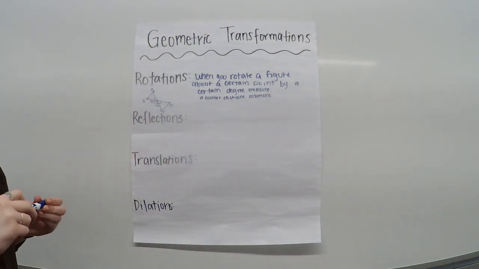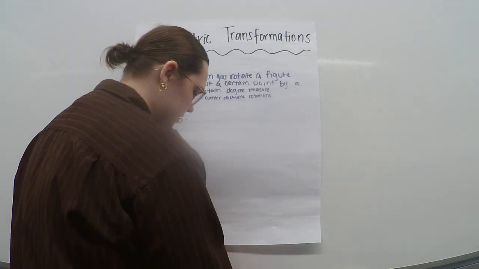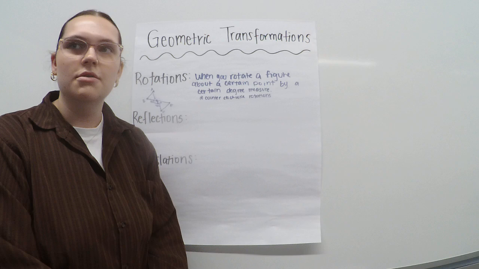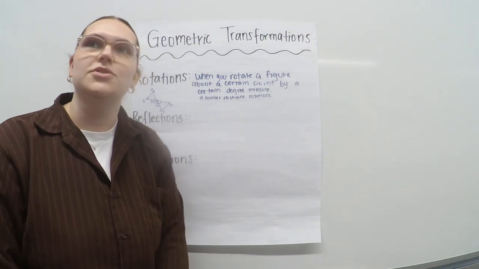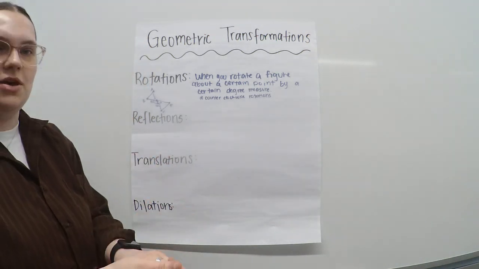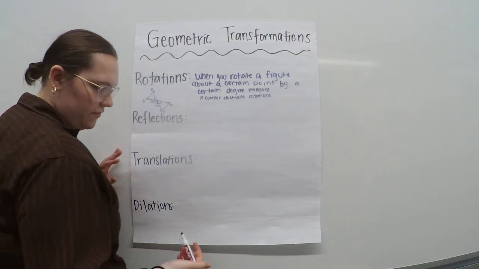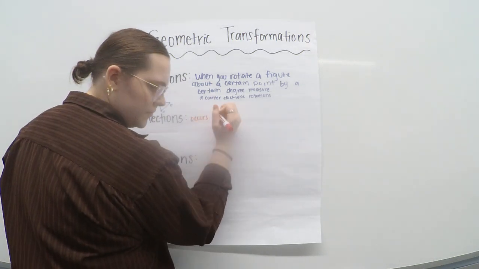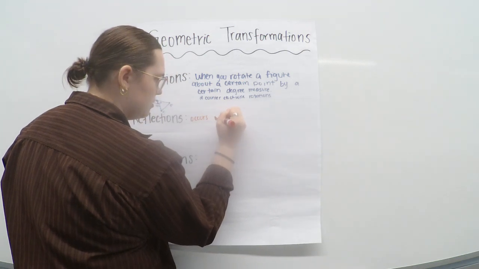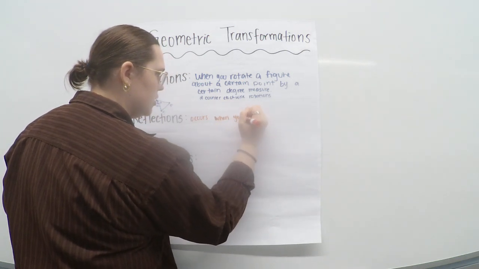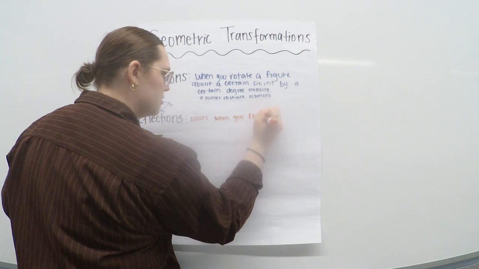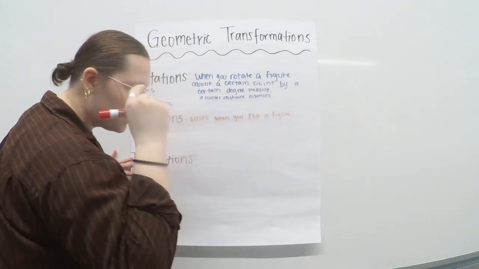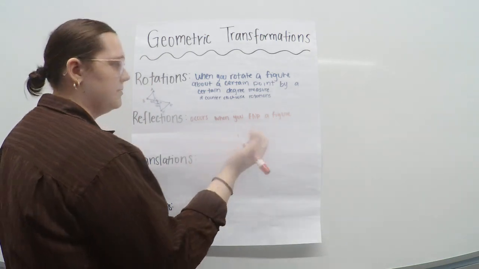So rotations is one of them. My next geometric transformation is a reflection. So if you're standing in front of a mirror, most likely you'll see your reflection in front of the mirror. So this is about the same thing. So our geometric reflection occurs when you flip a figure and all of its points about a line of symmetry.